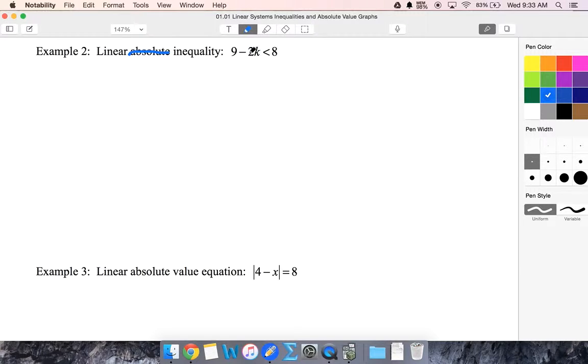So if we just sort of think about this, first of all, thinking about the solution is always a great way to estimate your answers. If k is 1, I'd have 9 minus 2, which is 7. So that works when k is 1. If k was 2, 9 minus 4 would work because, of course, that's 5. So it looks like we've got a whole bunch of numbers.